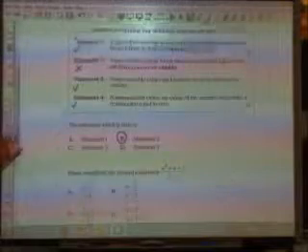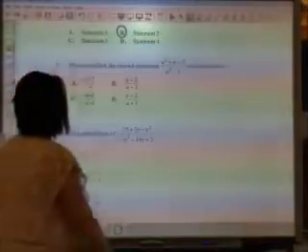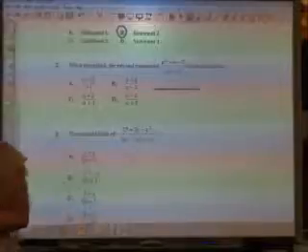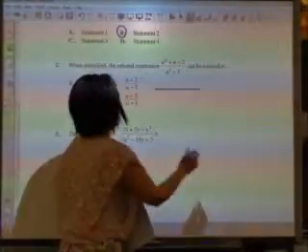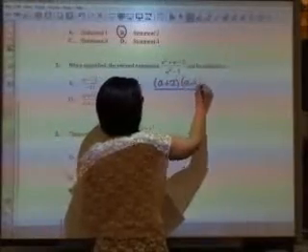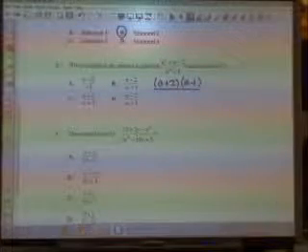Question number 2, when simplified, the rational expression can be reduced to which of the following? So I need to factor the top. So 2 numbers that multiply to -2 and add to +1. 2 and -1. And what kind of expression do I have on the bottom? This binomial, what do we call it?